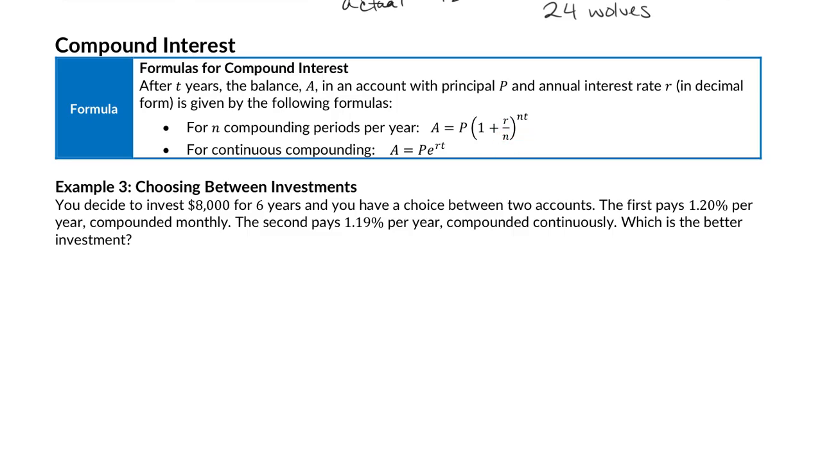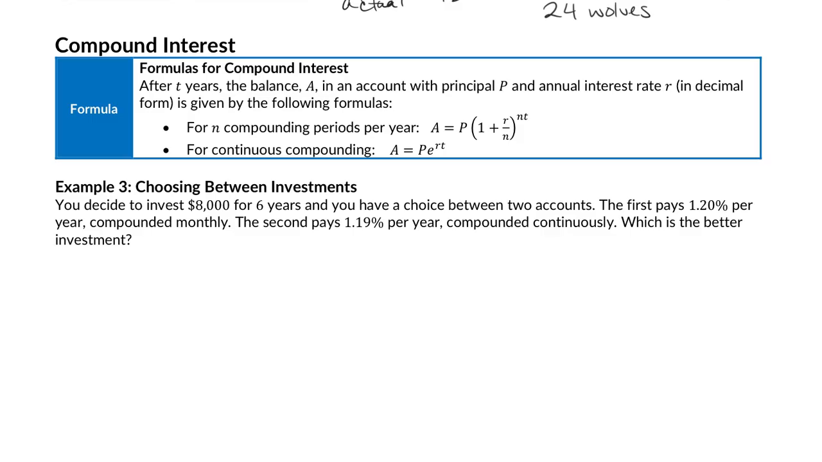The second way compound interest is used is for continuously compounding interest, and that formula is the amount in the account would be equal to the principal investment times e raised to the rt power, which means the same thing. Principal, how much you started with, the rate, and the number of years.